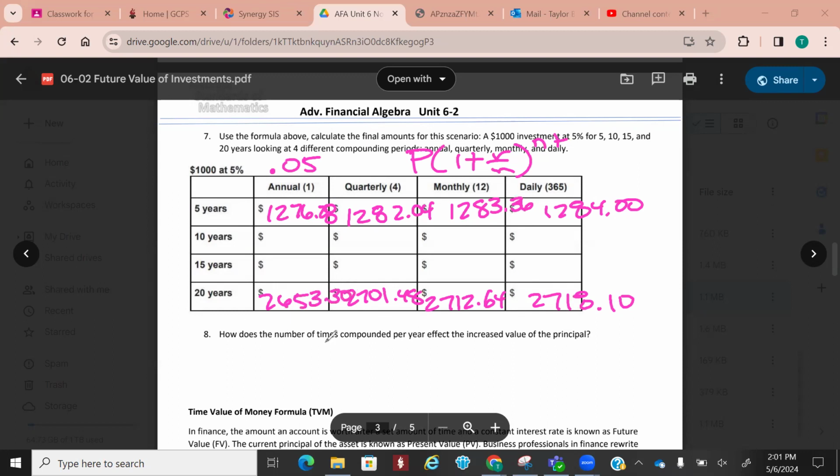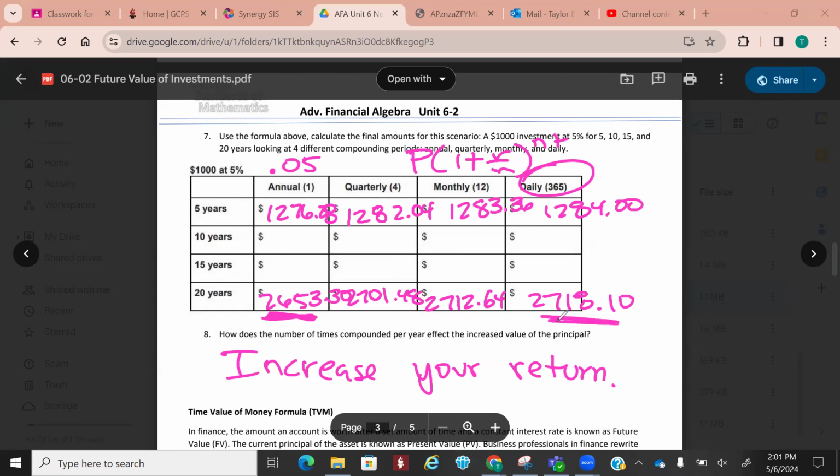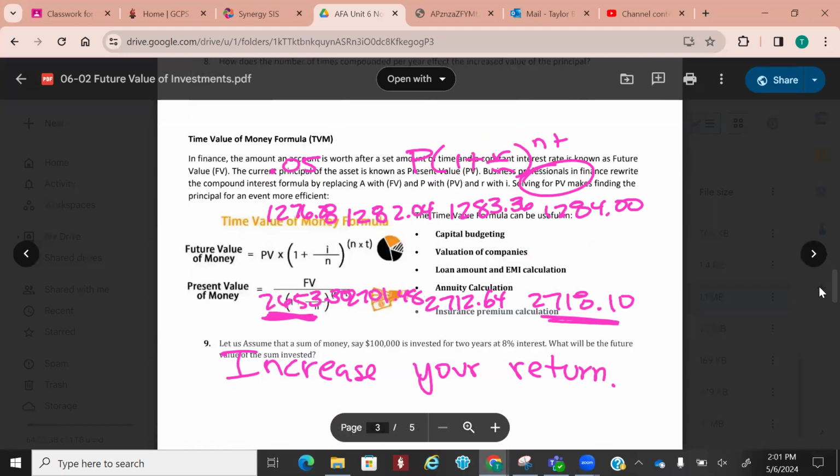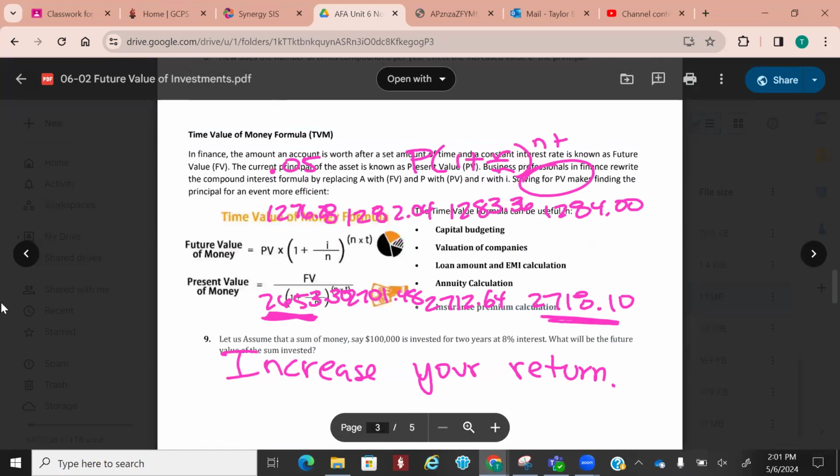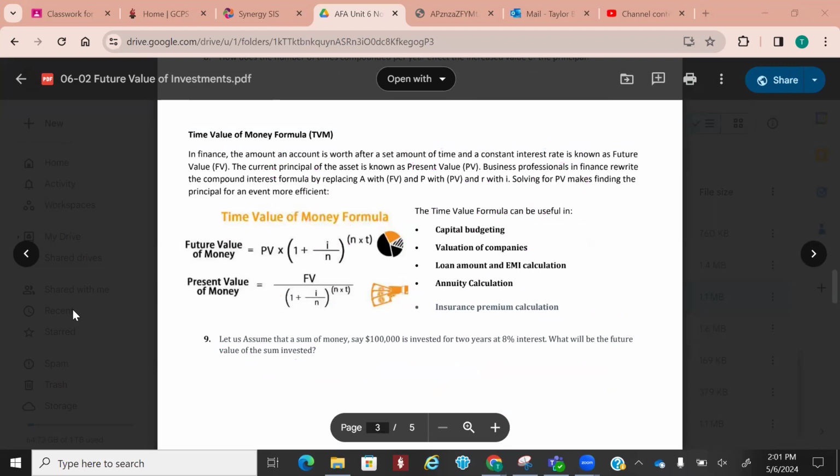Now, how does the number of times compounded per year affect the increased value of the principal? So they increase your return as you increase the number of times it's compounded. So we went from this to this. We make more money if we're compounding daily, just with the same interest rate. This is probably the most important thing that you are going to learn: the future value of money. So I would write this formula down because you're going to need it.